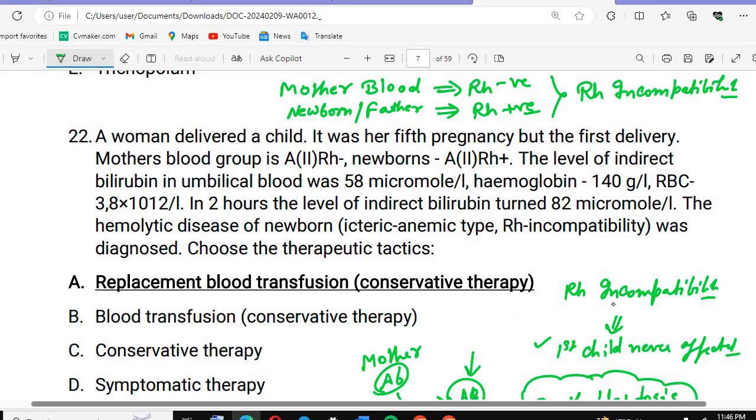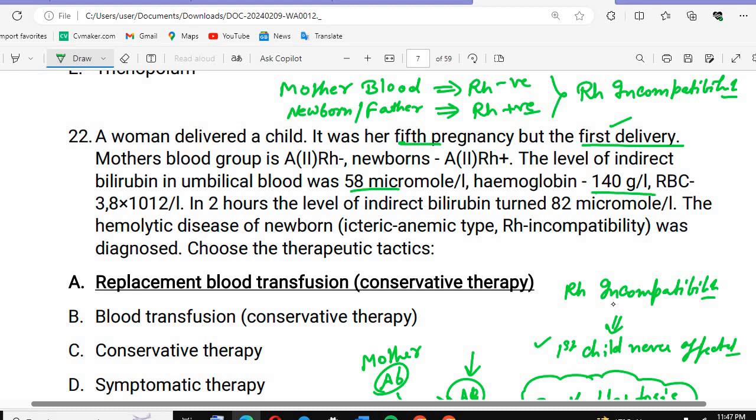So here we have the fifth pregnancy, but the first delivery. The mother's blood group is given, and the level of indirect bilirubin in the umbilical cord was 58. See, the fifth pregnancy is there, so that means the mother has the antibody, because it was already transmitted by the previous child. Maybe there were abortions or a stillbirth, whatever the conditions were, but the first delivery was there. The level of indirect bilirubin in the umbilical cord was 58.